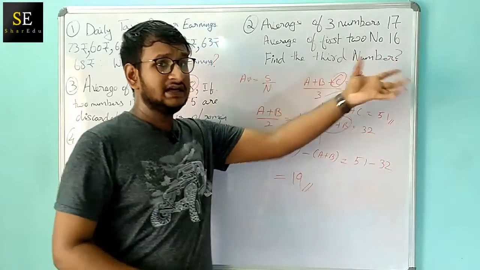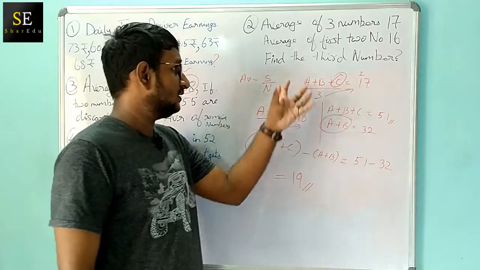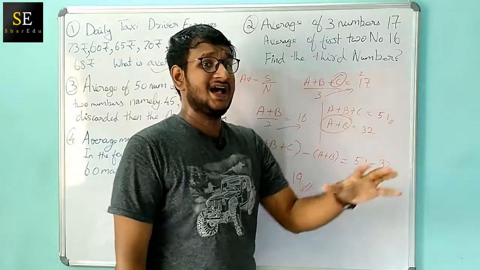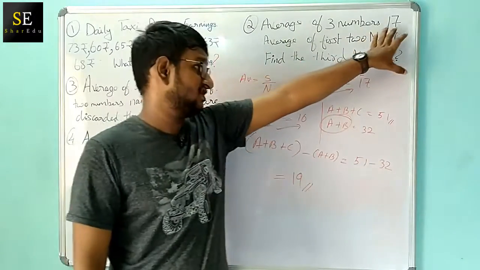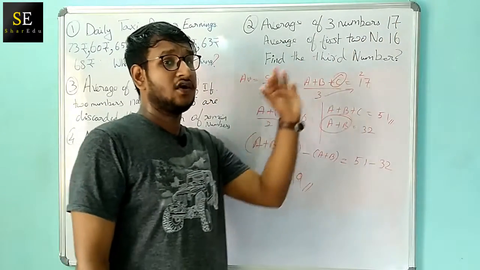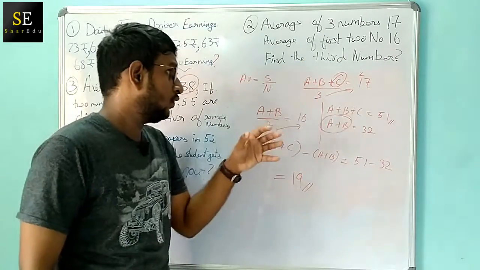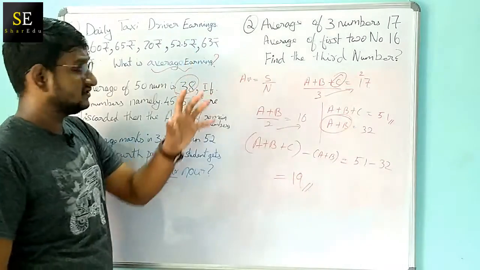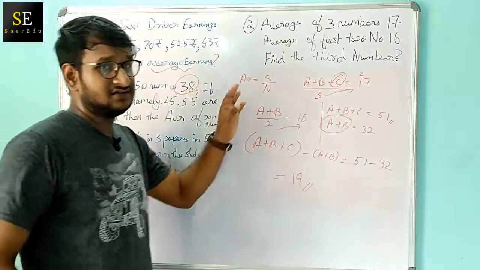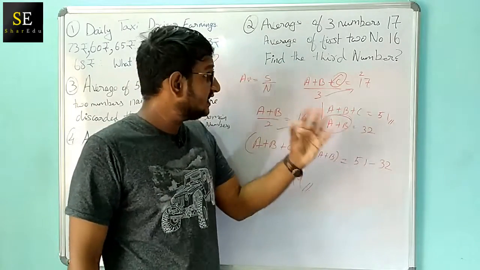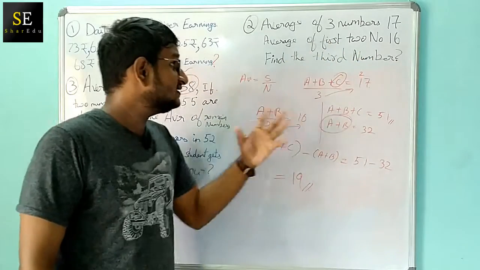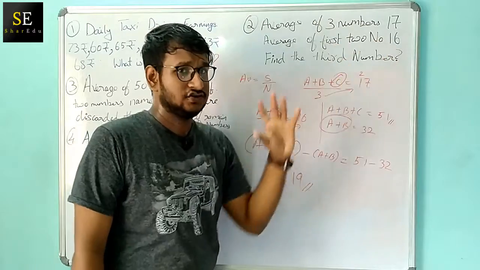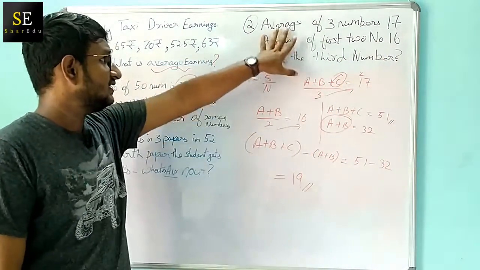Here the average is not the main concept. They are asking us to find the third number. They are not asking us to find the average of it, but they have given the average value and they are asking us to find one of the elements in that set, one of the elements that contributed to that average. So in the first concept we saw what is the average. They simply asked us to find the average. Here they have given the average and they are asking us to find the third number, the one number that contributed to the average. So this is the concept behind the second question.